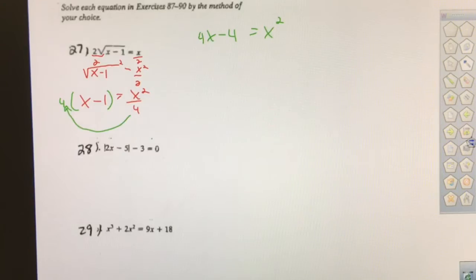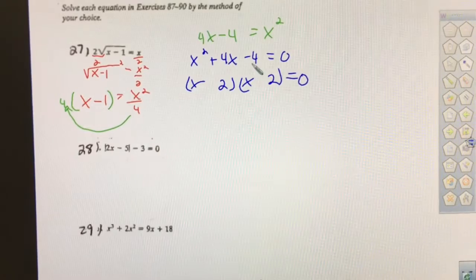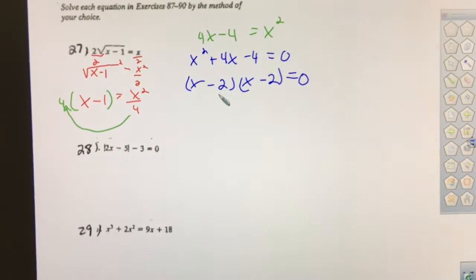Subtract x squared from both sides. That's going to give me x squared plus 4x minus 4 is equal to 0. I'm going to factor this. And that's going to give me x times x equals x squared. 2 times 2 equals 4. Actually, negative 2 times negative 2 equals negative 4. And negative 2 minus 2. Let me see what happened here.